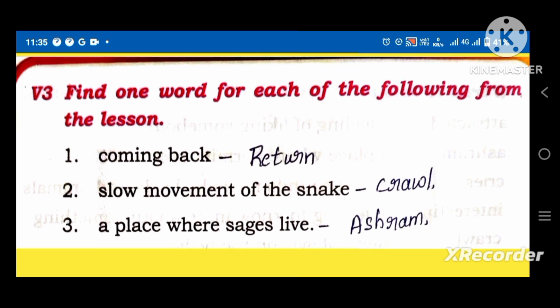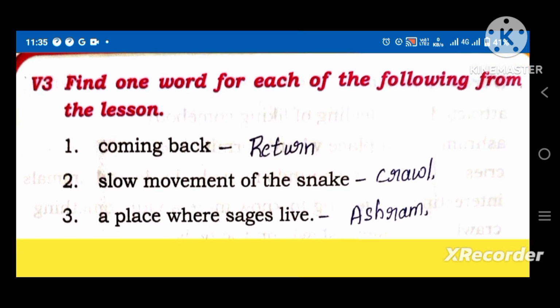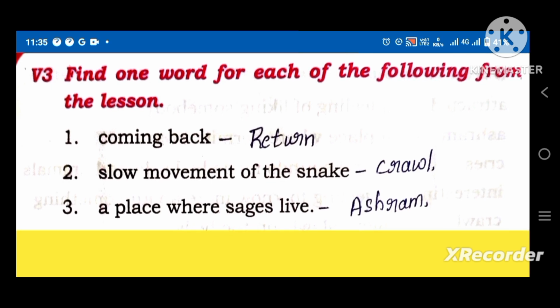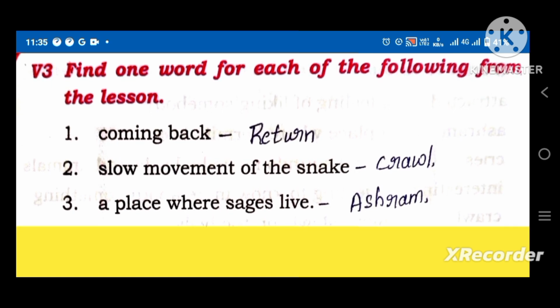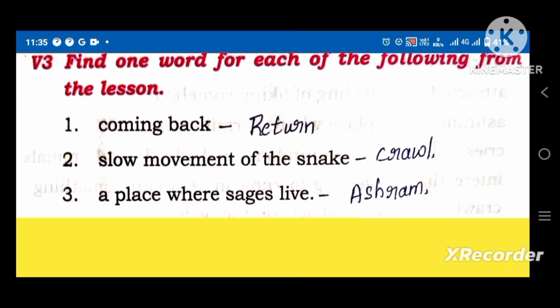Third main: Find one word for each of the following from the lesson. Coming back: return. Second one, slow movement of the snake: crawl. Third one, a place where sages live: ashram.